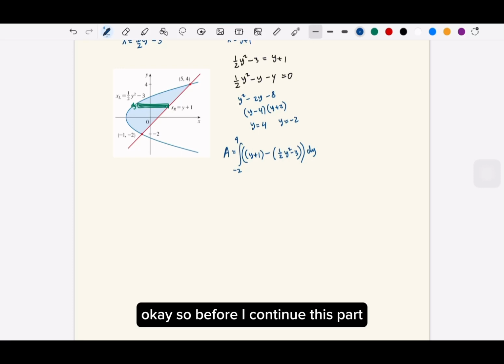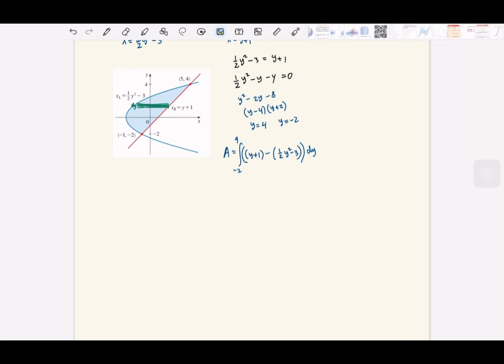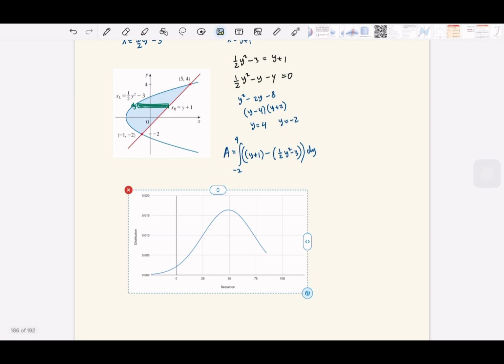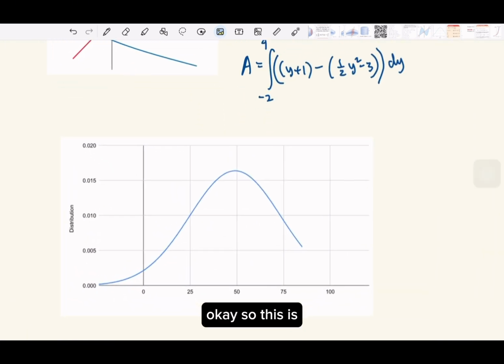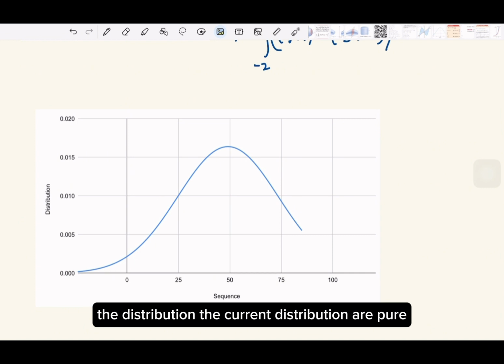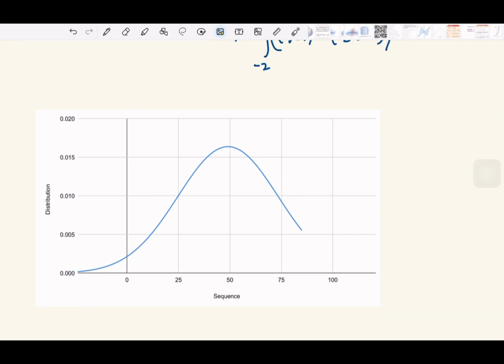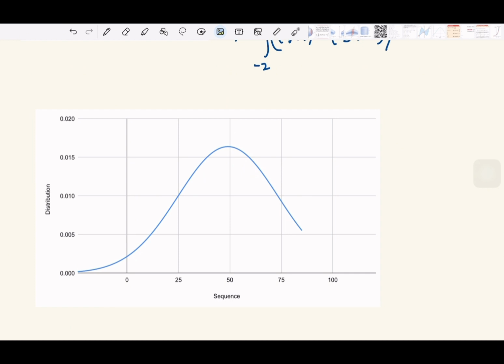Okay, so before I continue this part, let me show you this. Okay, so this is actually the distribution, the curve distribution of your midterm, not the makeup one, the original one.